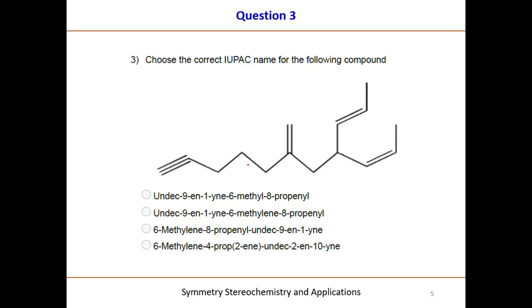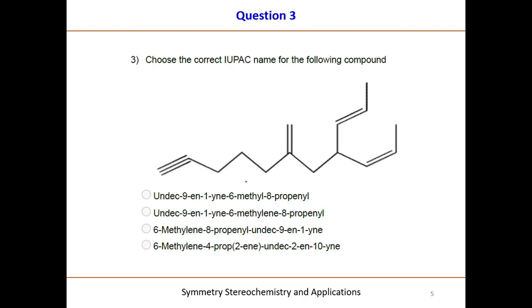Next question. Question number 3. You have to find out the longest linear chain present in this compound. Before finding out the longest linear parent chain, you have to find out the suffix and prefix present in this compound. Suffix means the highest priority functional group, and prefix means the substituent present on the parent chain.